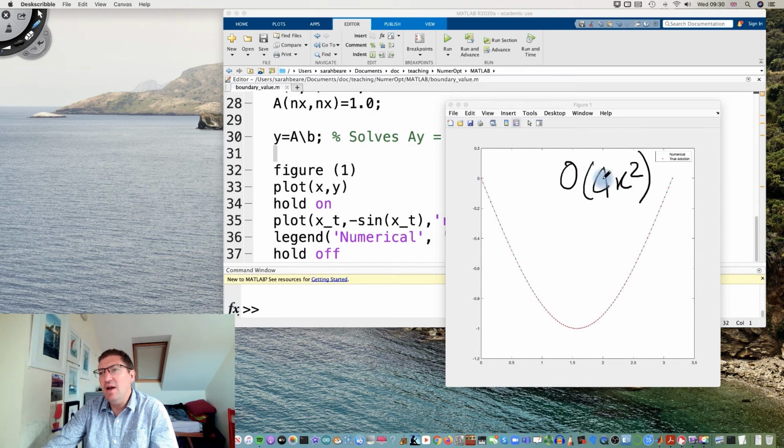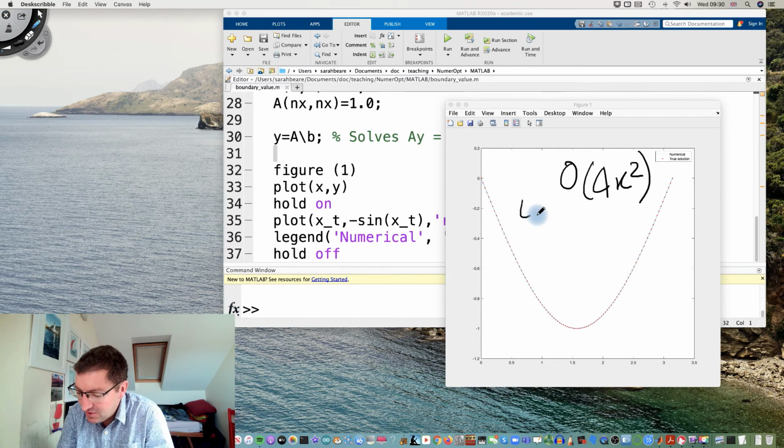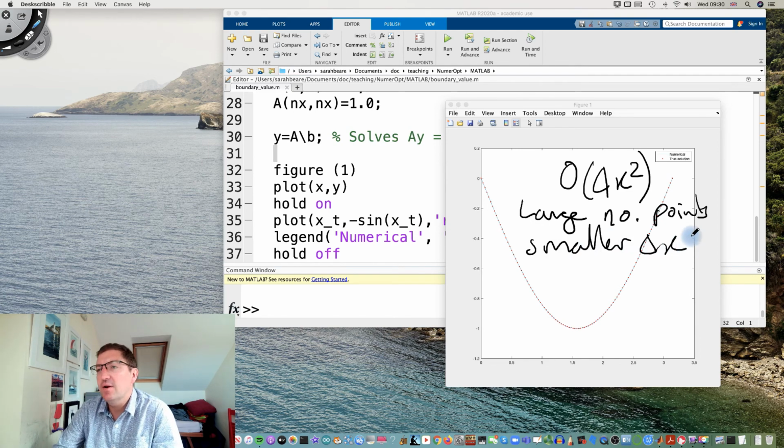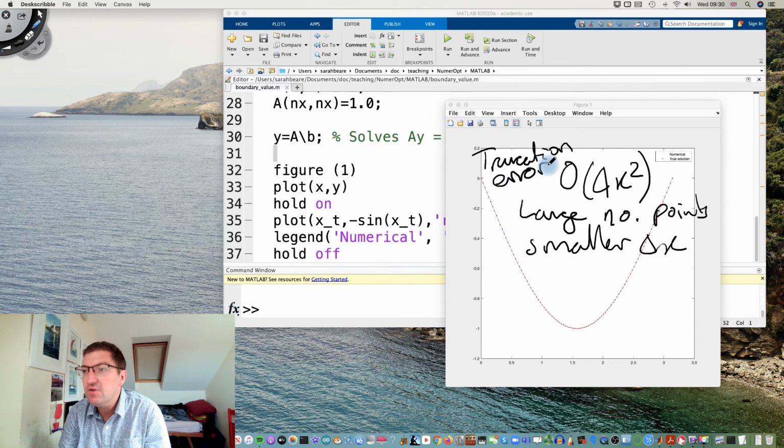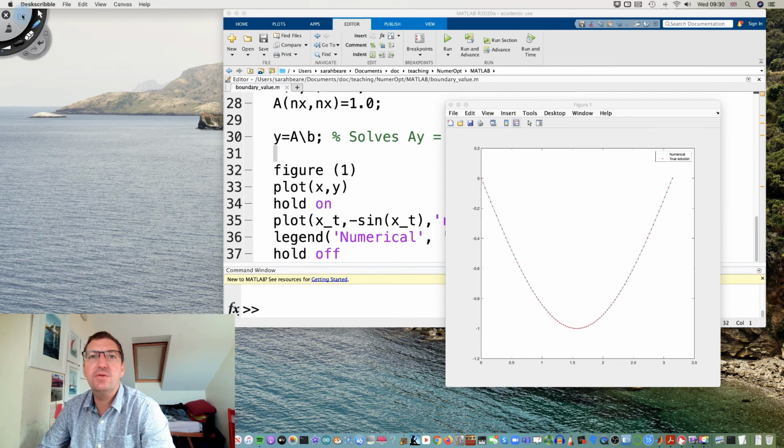So, you know, it's this order delta x squared term that comes in the expansion that causes the error. So the smaller delta x is, i.e. the larger the number of points, means that you have smaller delta x, and it goes as delta x squared. So actually it's shown here that because the true and the numerical solution look almost identical, it's because this truncation error is very small. So that's good. That all ties together our sort of theoretical view.